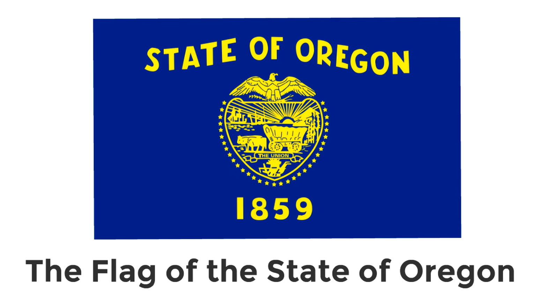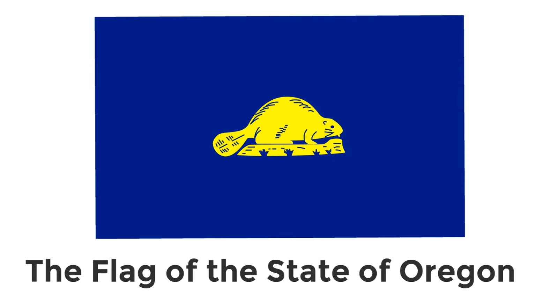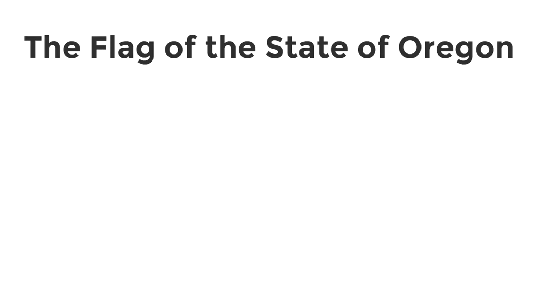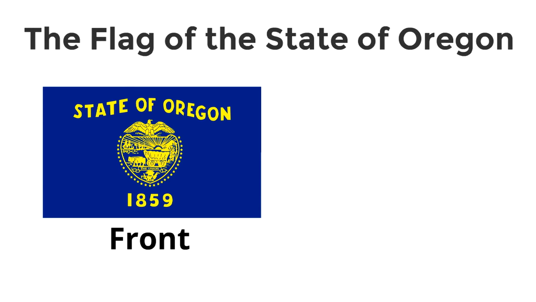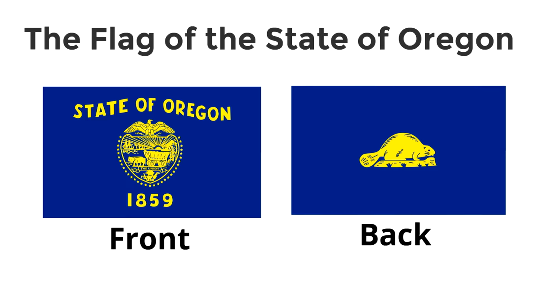Now, are you ready for a surprise? The Oregon state flag is the only state flag that is double-sided with a different design on the back. The back of the Oregon flag features a golden beaver. Yeah, the Beaver State. It's just a beaver on the back. So the flag of the state of Oregon looks like this on the front and looks like this on the back.